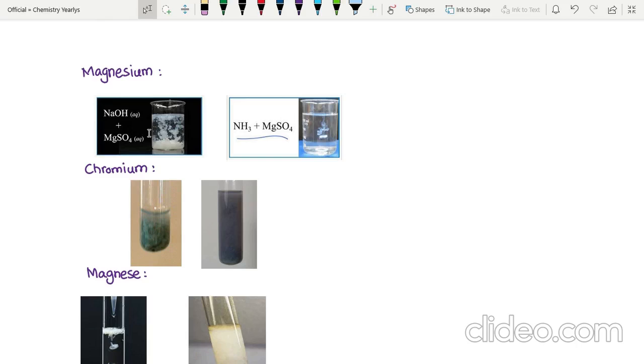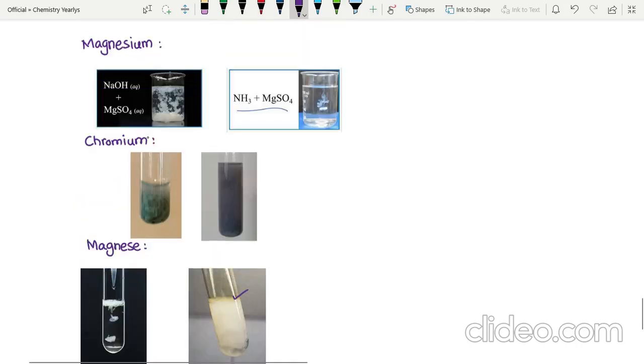While the chromium is a grayish type. It is gray green in color, and it will be soluble in excess of NaOH, and it will remain insoluble in excess of ammonia, giving you a little bit of gray green precipitate in the solution.